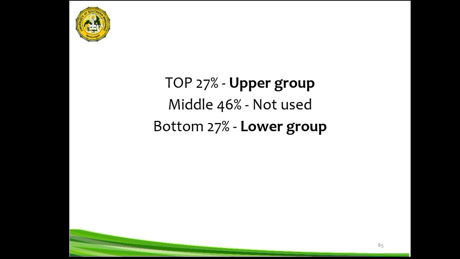For example, if you have 30 total students, then you get the 27% of 30, which is 8. So then you have 8 students from the higher group and 8 from the lower group. So you get the 27% from the top and 27% from the bottom to get the upper group and lower group.